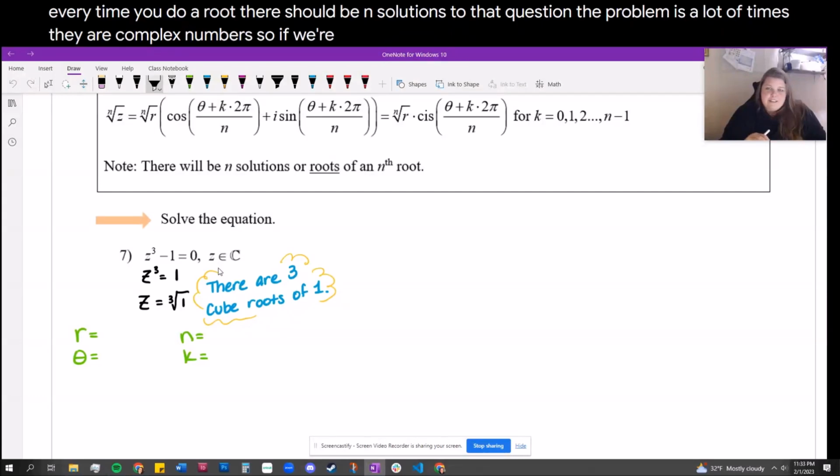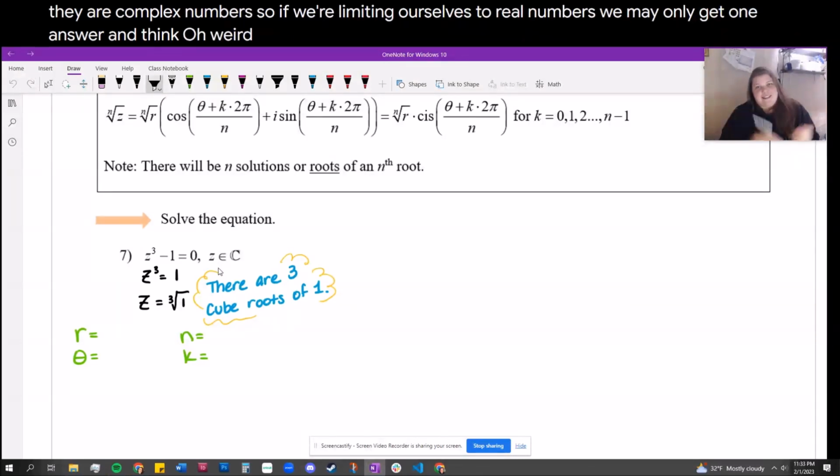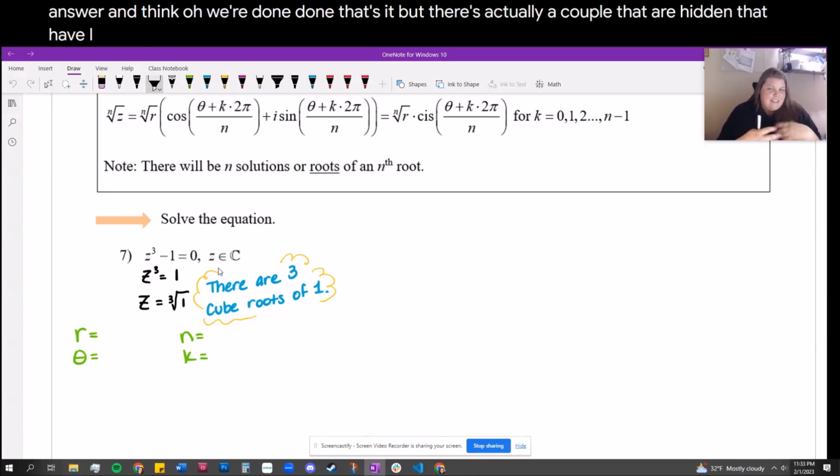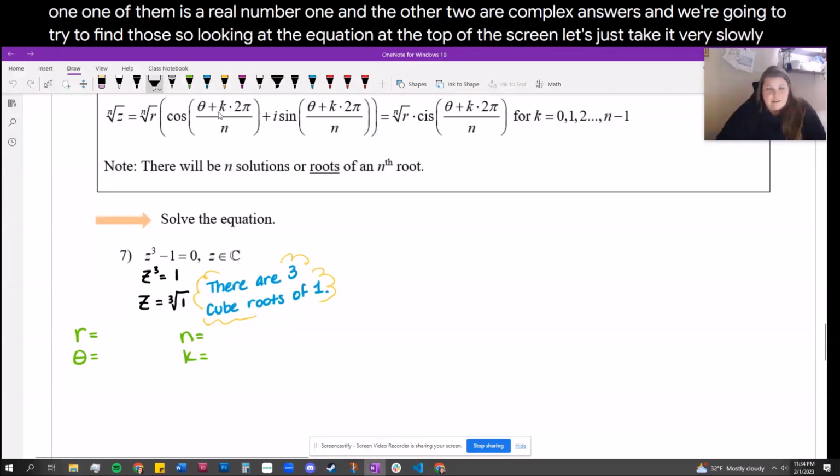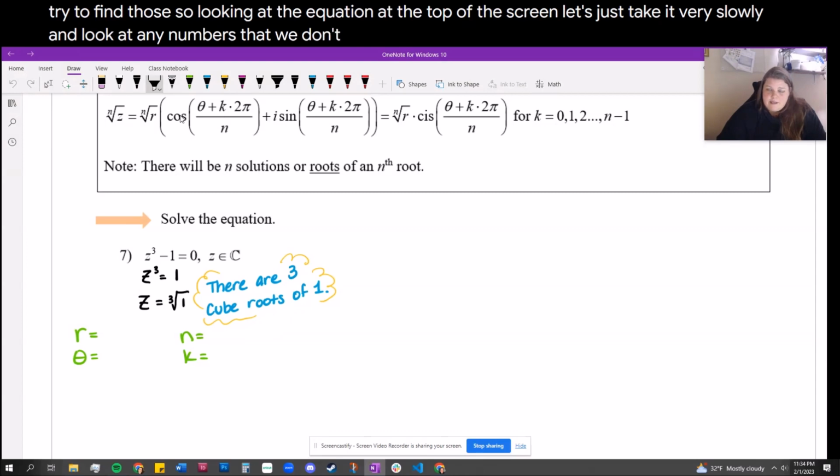So if we're limiting ourselves to real numbers, we may only get one answer and think, oh, we're done, that's it. But there's actually a couple that are hidden that have i involved, and this is how we find them. Looking at the equation at the top of the screen, let's just take it very slowly and look at any numbers that we don't recognize or any letters at all, actually.